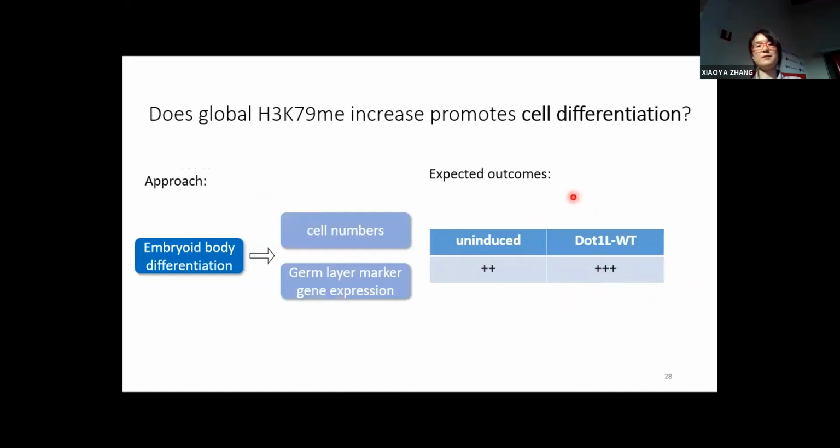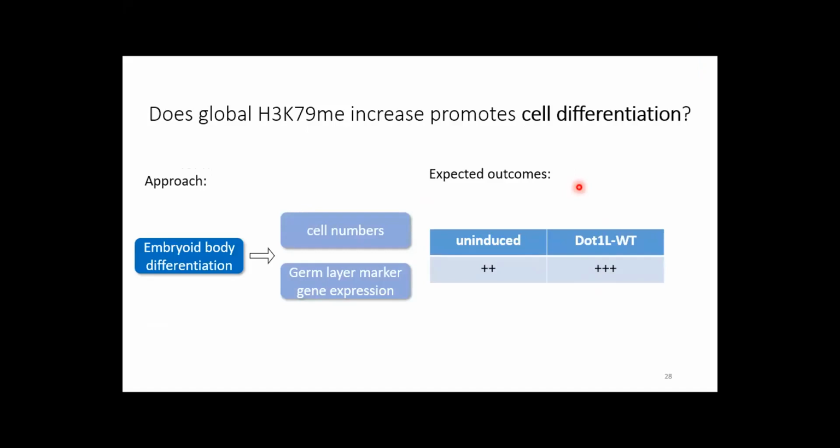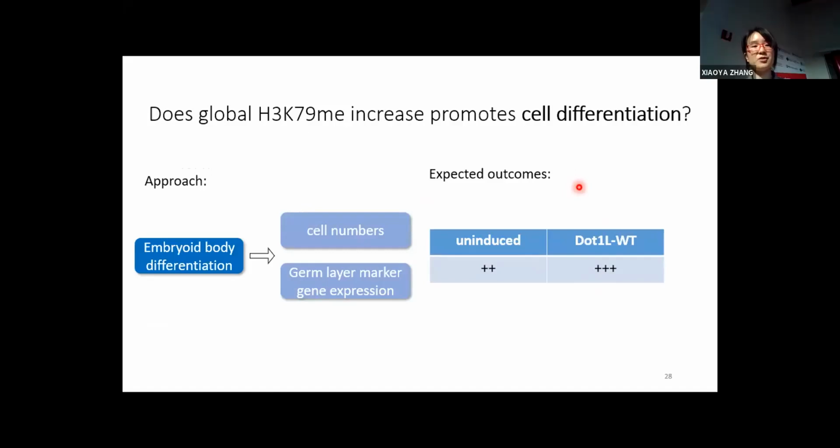Then, regardless of the pluripotency maintenance, is it facilitating the cells to differentiate? Does having more K79 methylation help the cells differentiate even faster or with higher efficiency? I'll use cell number or germ-layer marker gene expression to see if there is a phenotype in cell differentiation. I would expect that if the overexpression can help, there should be faster or higher differentiation efficiency.